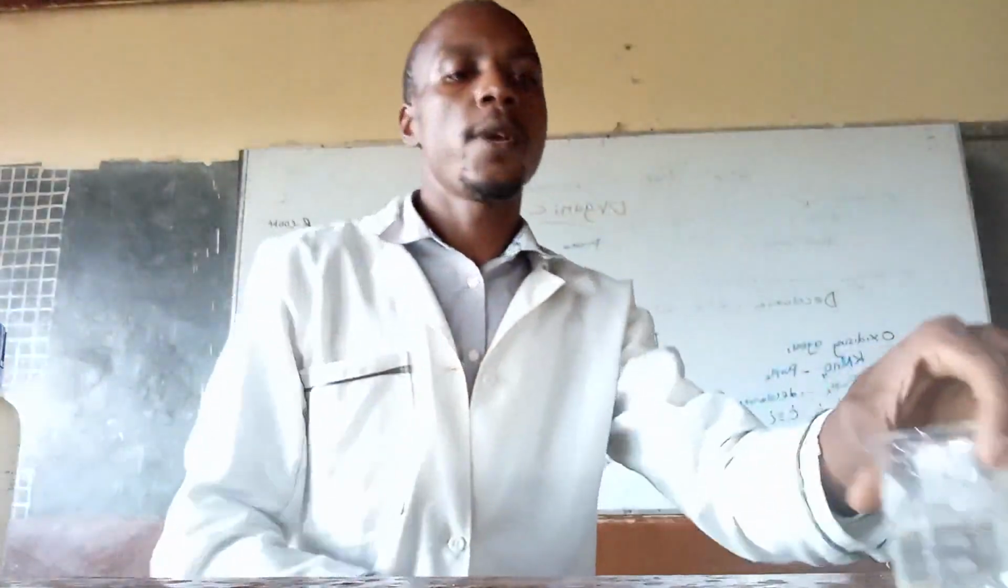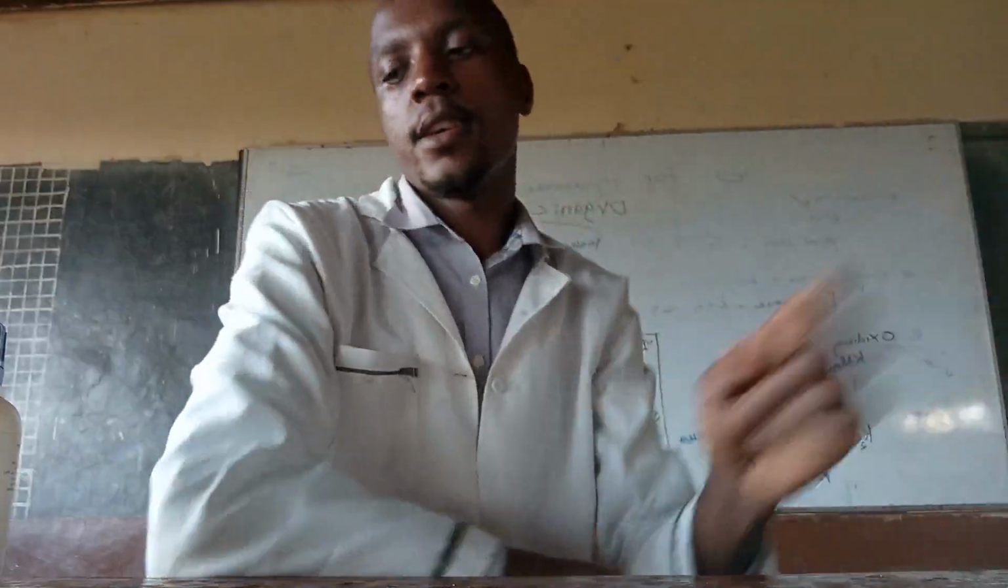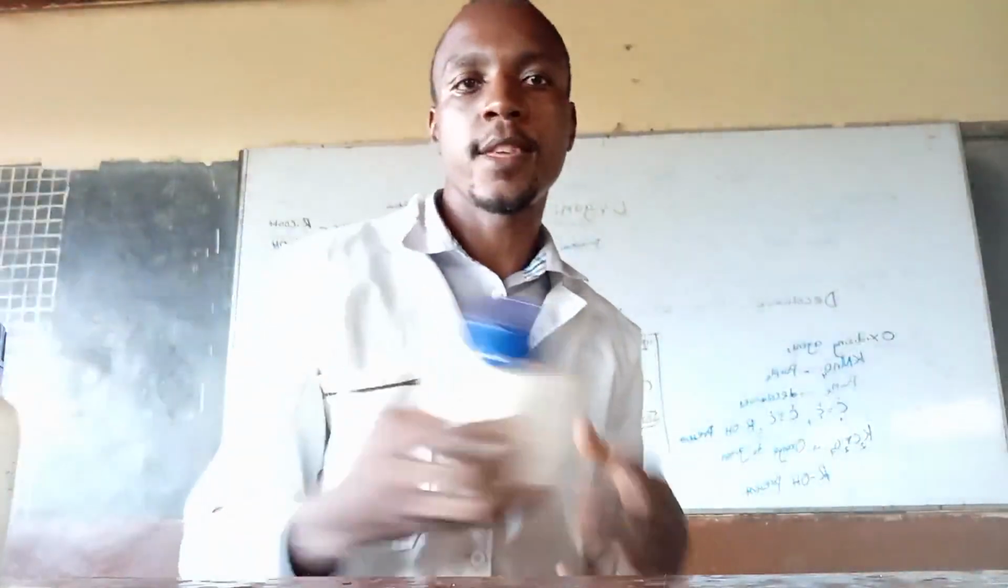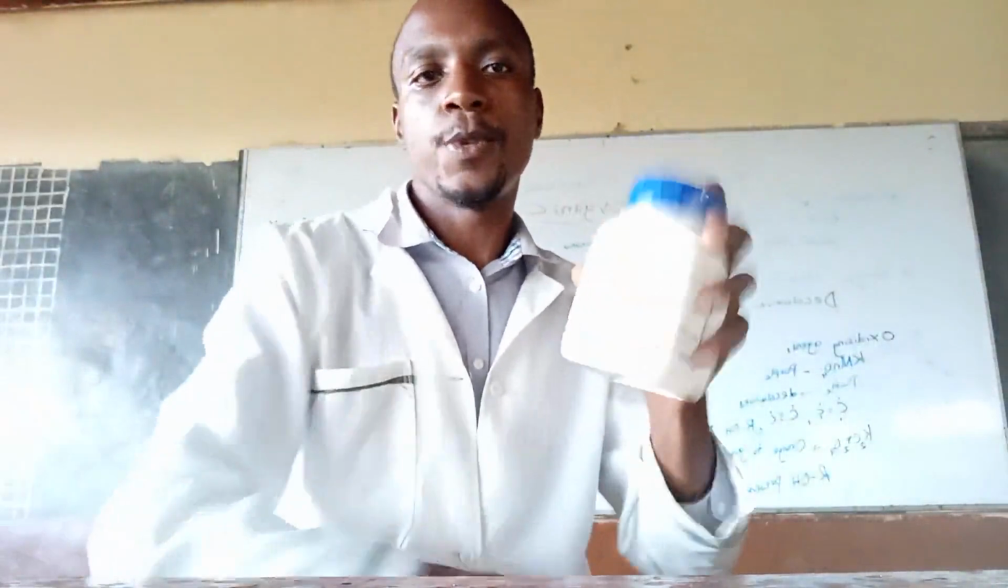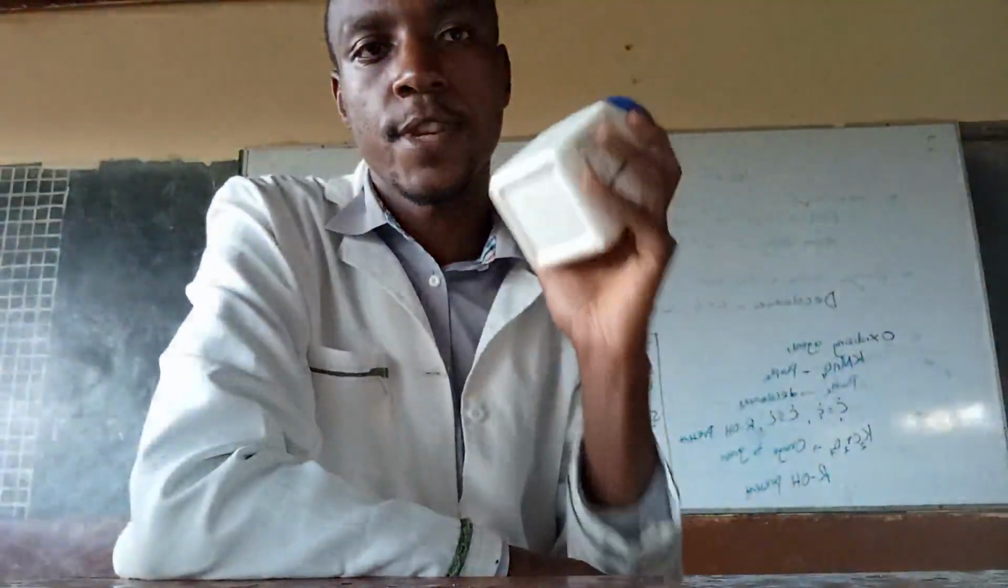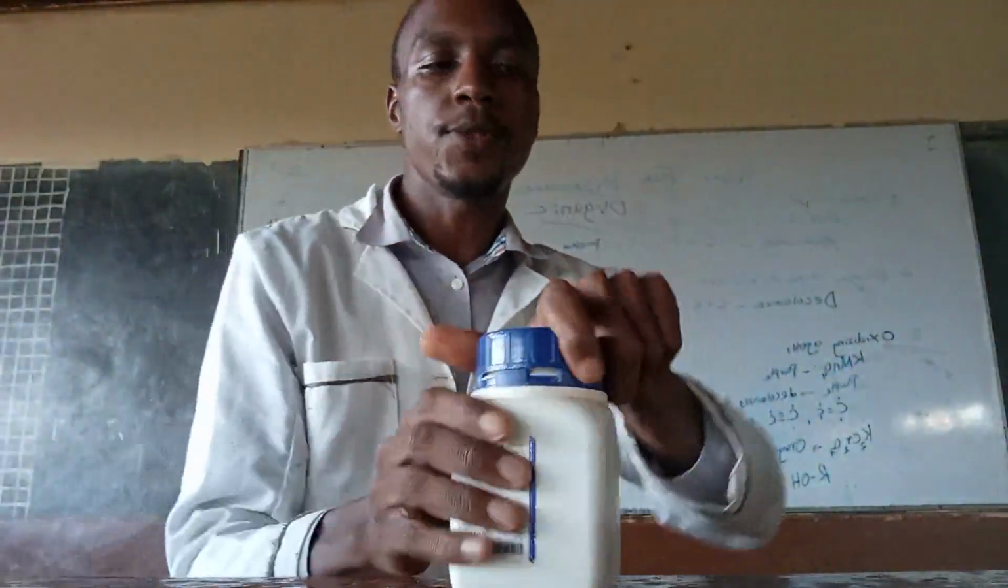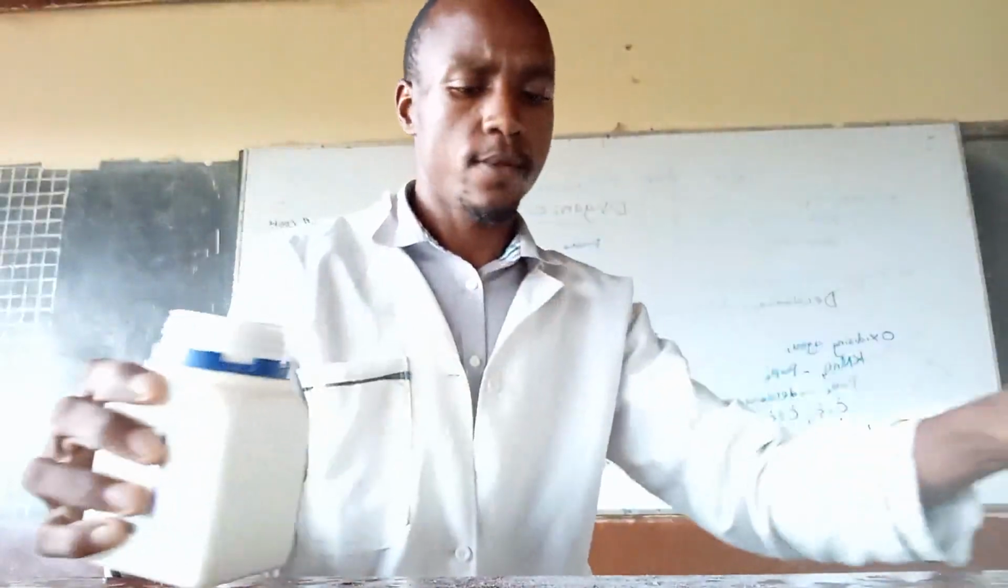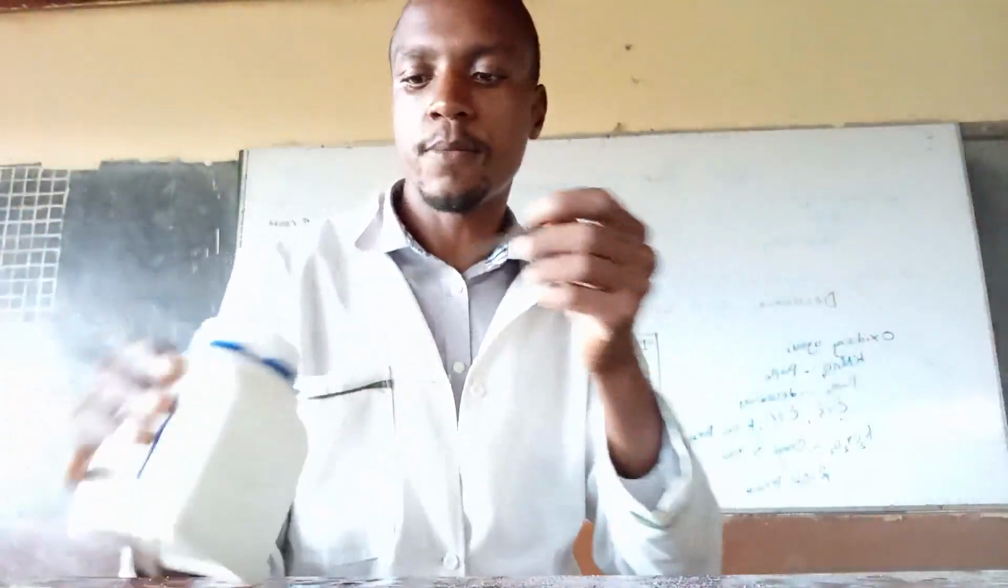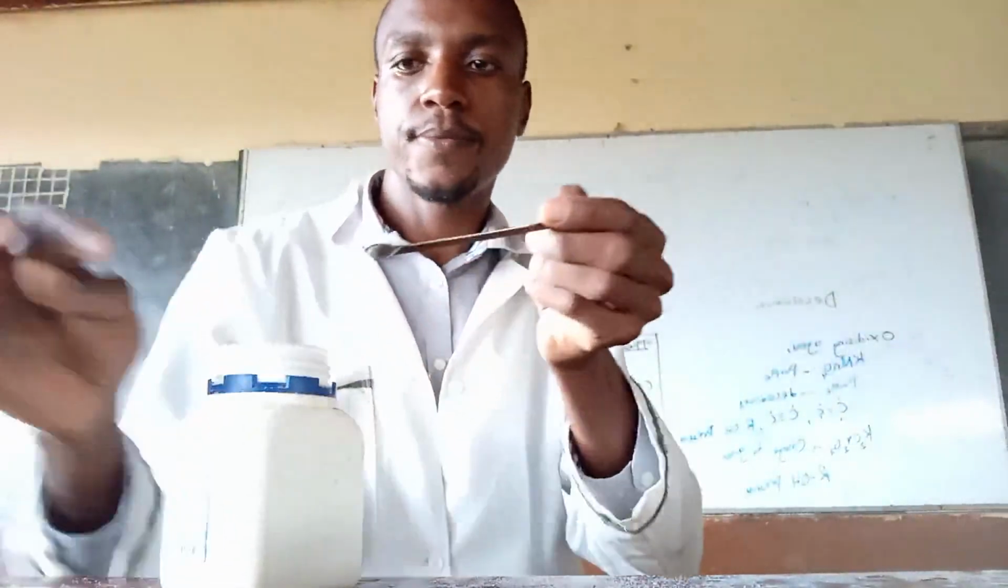So we are going to test for the presence of these anions, and we are starting with this chemical here, which is used to test for the presence of anions. It's called barium nitrate. So let me dissolve a bit of barium nitrate in water.